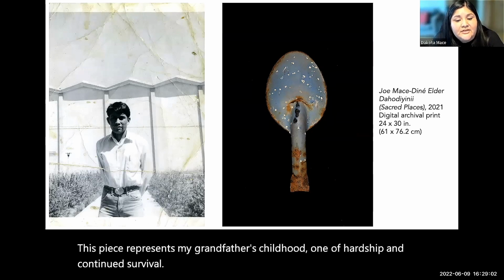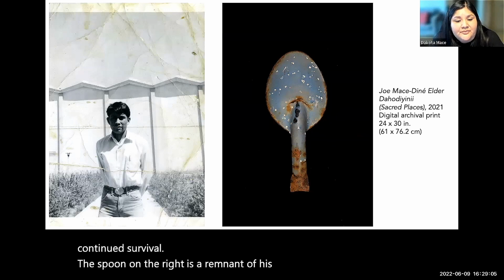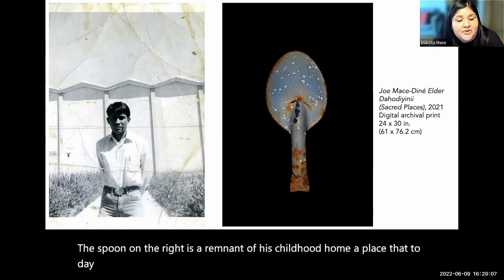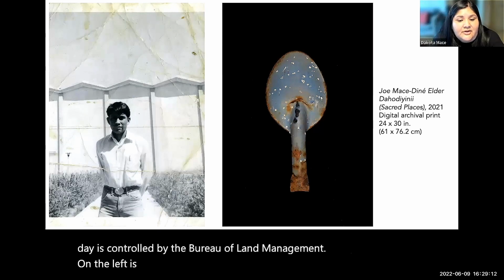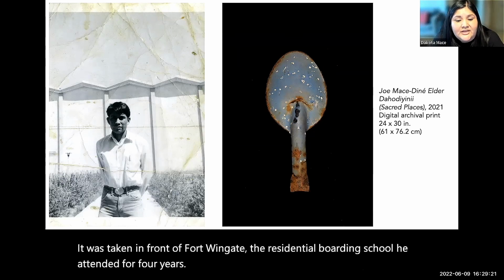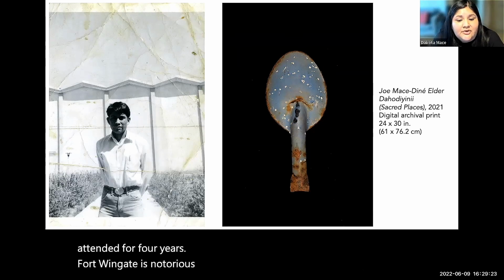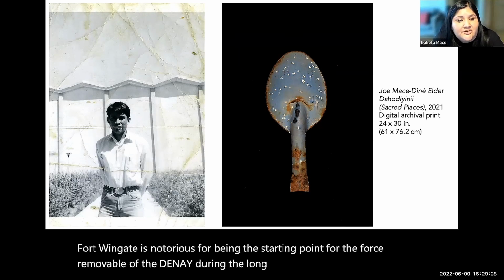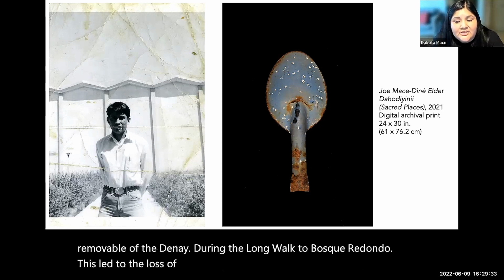The spoon on the right is a remnant of his childhood home, a place that today is controlled by the Bureau of Land Management. On the left is the only existing photograph of Joe as a young man. It was taken in front of Fort Wingate, the residential boarding school he attended for 4 years. Fort Wingate is notorious for being the starting point for the forced removal of the Diné during the long walk to Bosque Redondo. This led to the loss of culture, language, and the historical trauma that still affects many Diné people today.